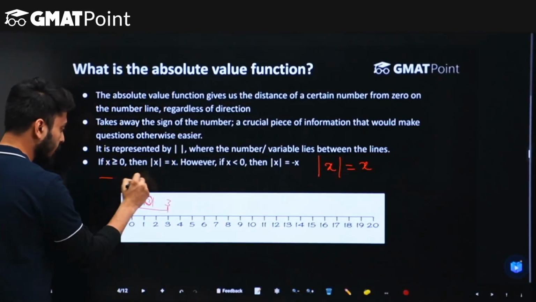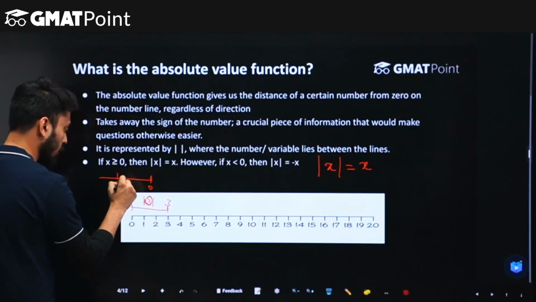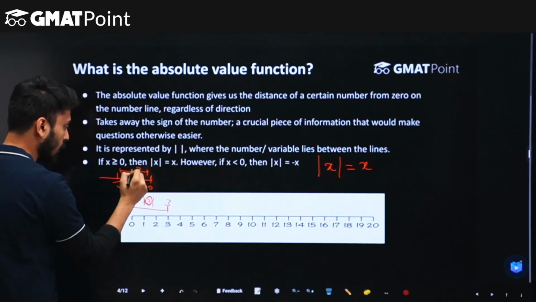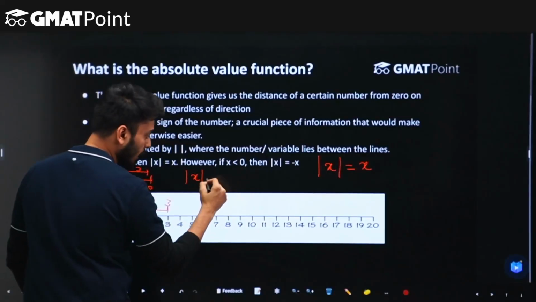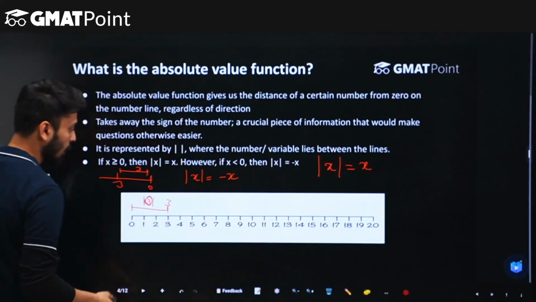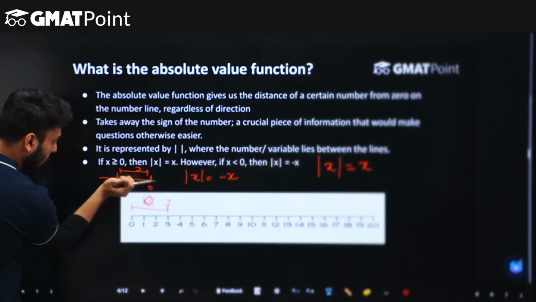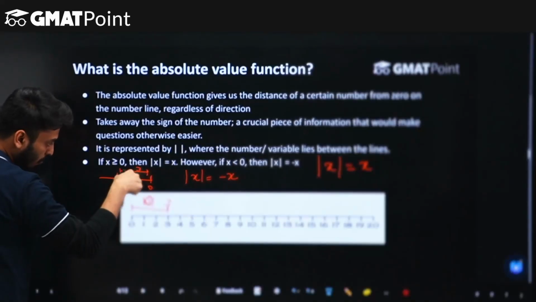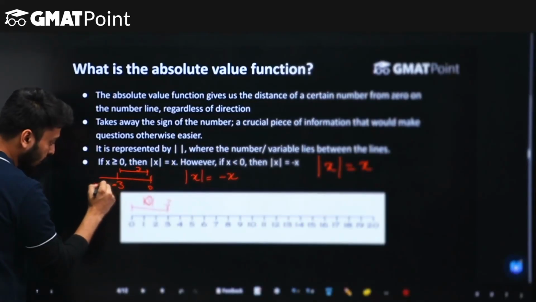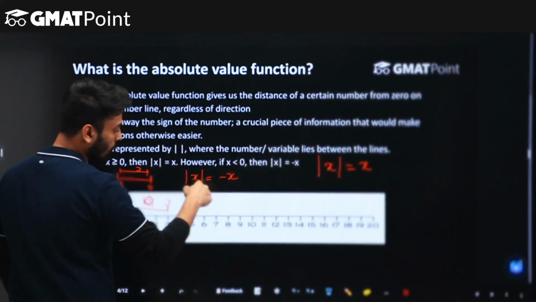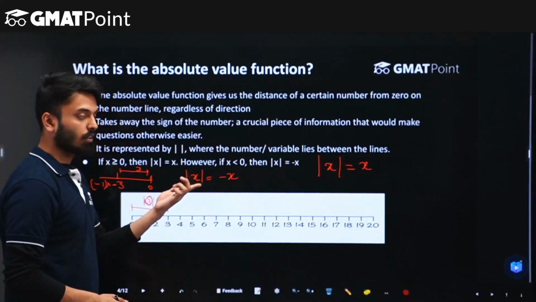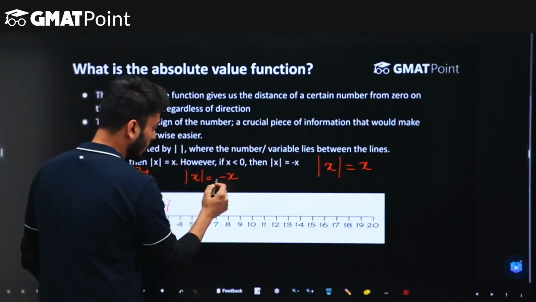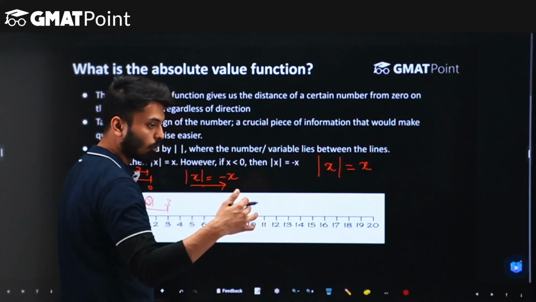But in the case that I had 0 to minus 3, this distance was 3. So if the number inside the mod is less than 0, then this has to be minus x. Because if I want to convert minus 3 to positive 3, then I must multiply it by minus 1 again, right? So if x, the variable or the number inside the mod function, is a negative number, the mod function returns you the negative of whatever's inside it.